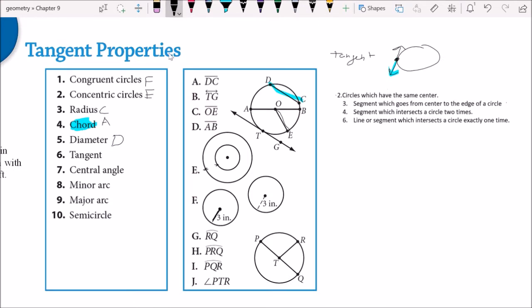Number 7, a central angle. That one I think is kind of self-explanatory. It's an angle that happens at the center. That's an easy one to match because only one thing on this whole list is an angle. You see the angle symbol right there?